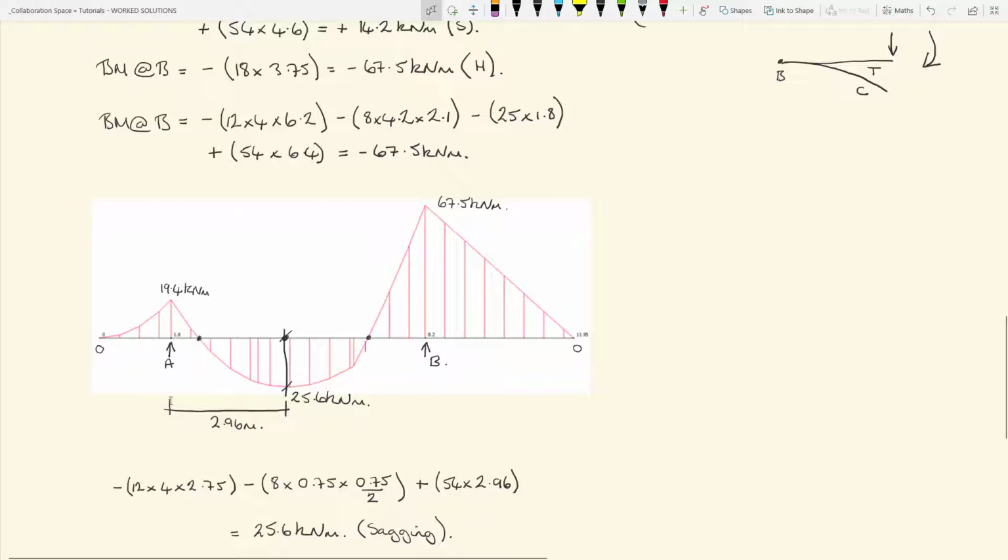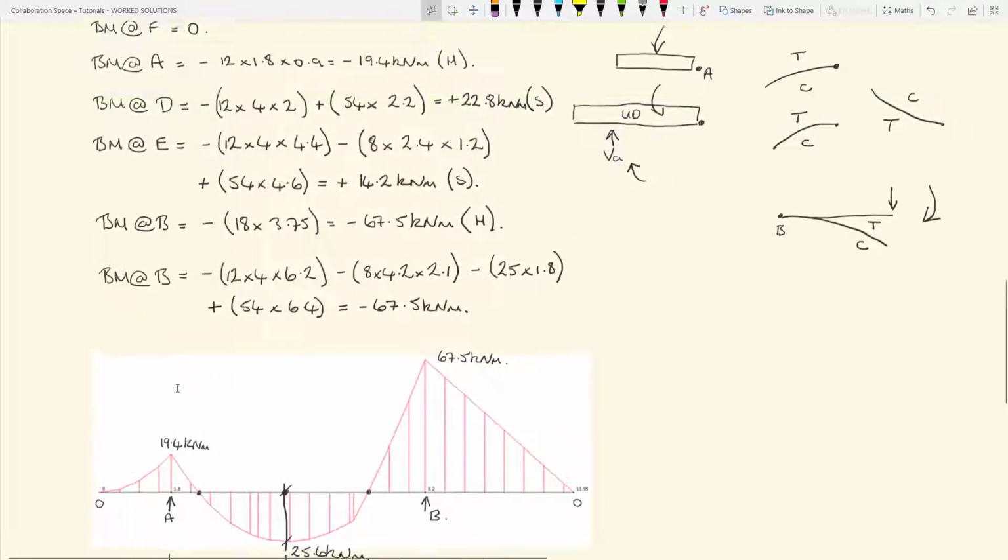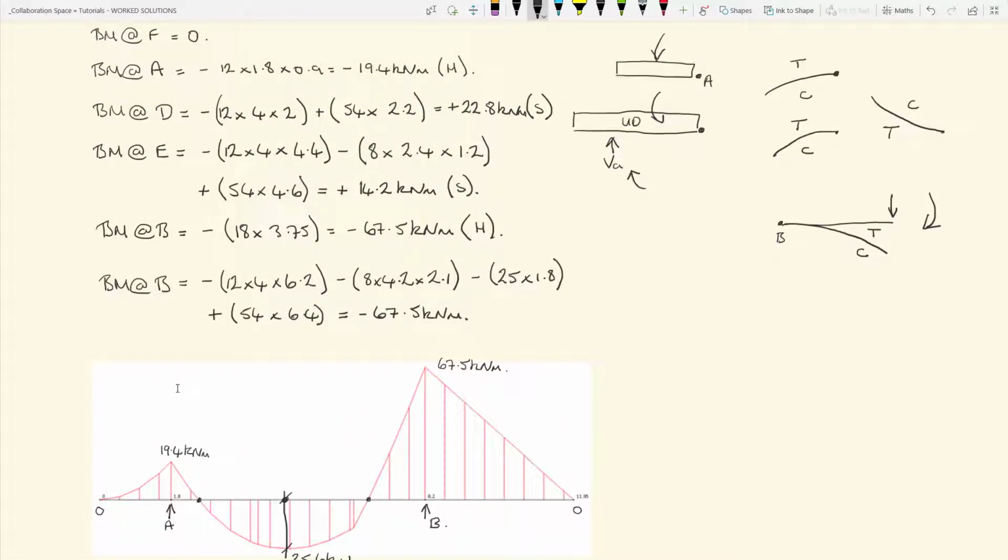And we know roughly where that point occurs, because at A we have a negative bending moment, minus 19.4, so we have a hogging moment at A, and at point D, somewhere down here at the end of the UD load, we have a positive bending moment. So somewhere within the 12 kilonewton load we have our point of contraflexure, and likewise at the other end it's somewhere between B and E.